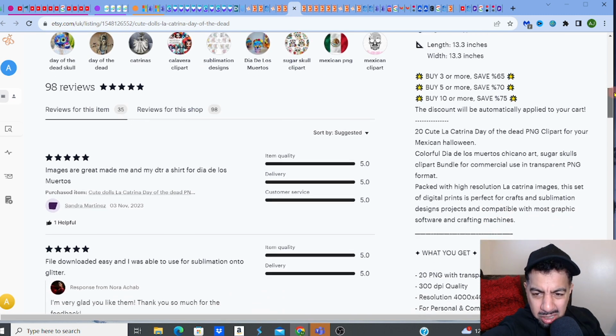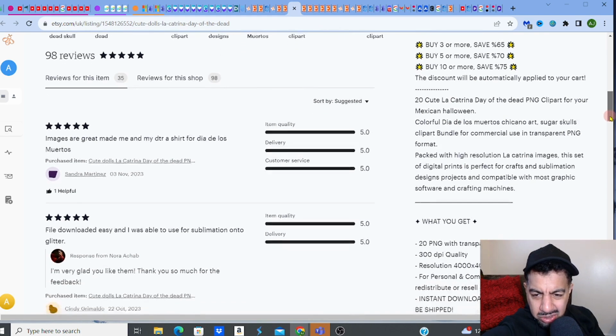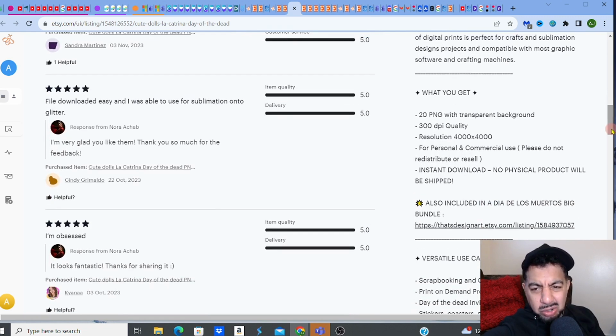Then you're talking about these keywords that are used for the title, which are confirmed here in the product description. Again, talking about what it is, right? Packed with high resolution. What you get. There you go. Look, what do you get? Straight to the point. 20 PNG, transparent background, 300 DPI, full resolution 4,000 by 4,000 for personal and commercial use. Instant download. No physical product will be shipped.